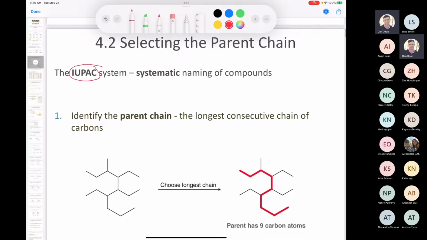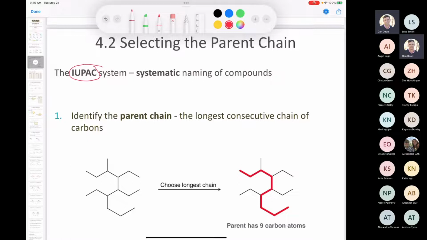The same rules that you would have used in general chemistry to name ionic and covalent compounds, we use a systematic way of naming organic compounds like alkanes. Why do we do that? So that scientists all over the world can communicate with one another.